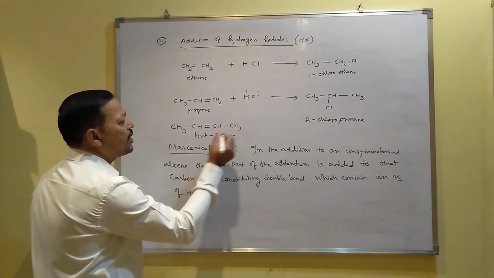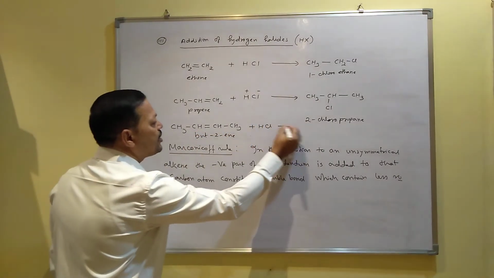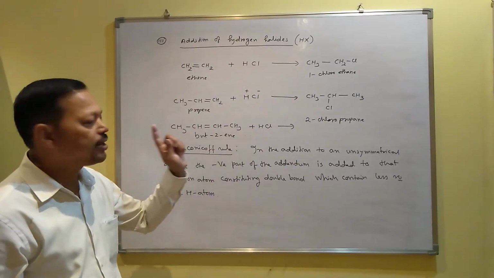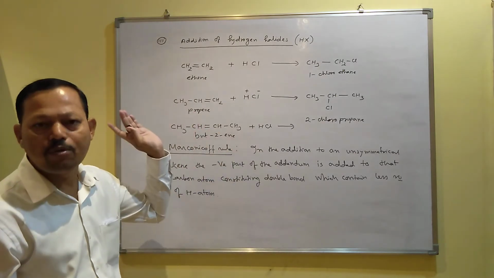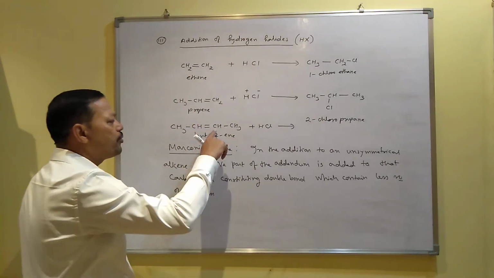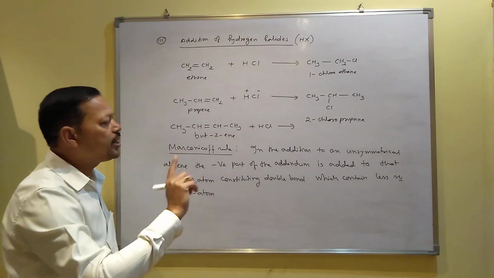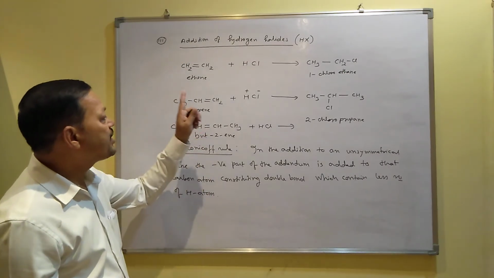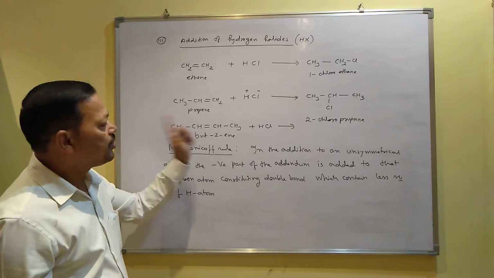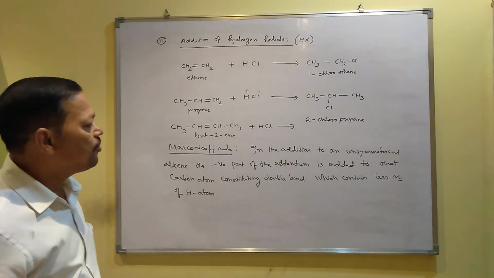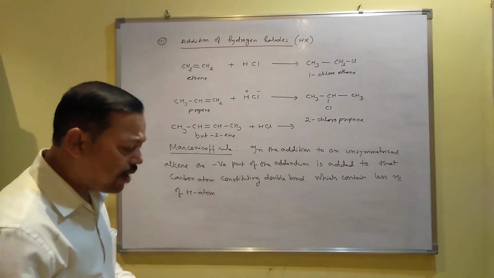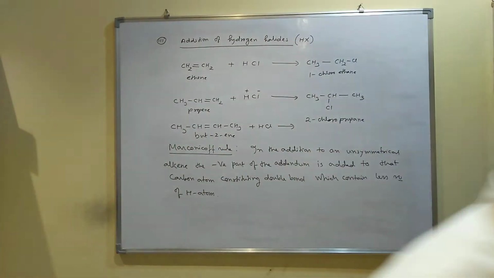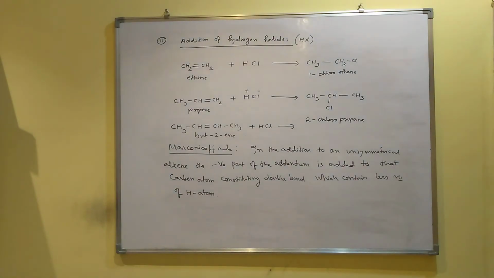So in this symmetrical alkene, when you add HCl, there is no problem. You can add hydrogen with one double bonded carbon atom, and chlorine with the other double bonded carbon atom. You can add chlorine with this carbon also, there is no problem because this is a symmetrical alkene. But if the alkene is unsymmetrical like propene, then you have to apply this Markovnikov rule. Now, why is the negative part added to that double bonded carbon atom which contains less number of hydrogen?